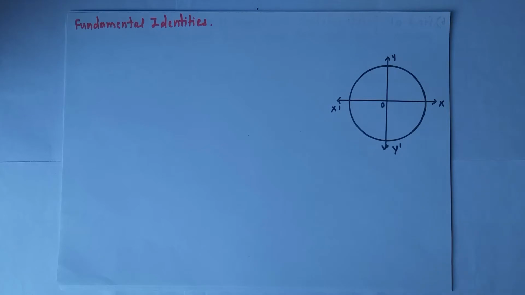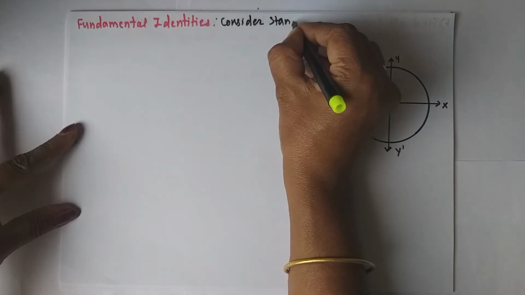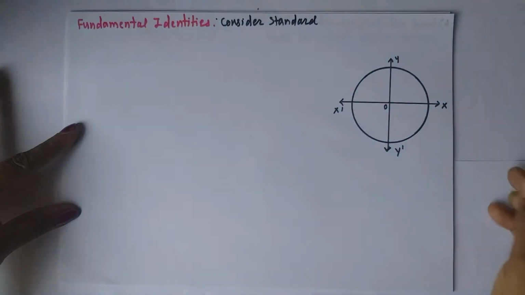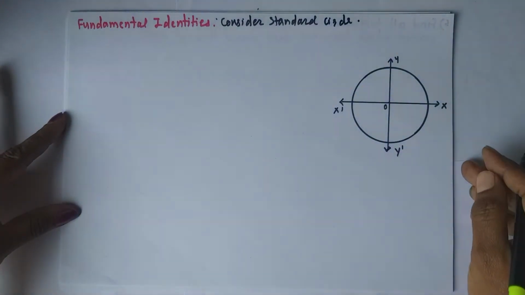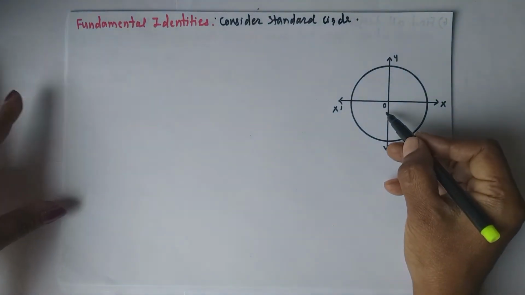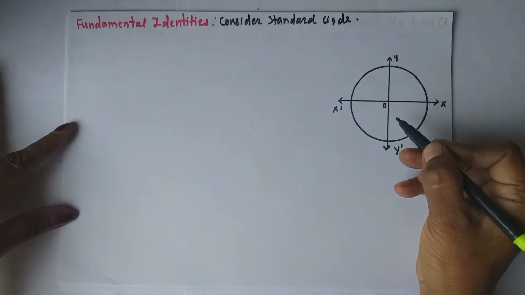That is sin square theta plus cos square theta is equal to 1, 1 plus tan square theta is equal to sec square theta, and 1 plus cot square theta is equal to cosec square theta. We will see in brief how we have got this. For that we will consider a standard circle. What is meant by a standard circle? If the center of a circle is at the origin, then it is called a standard circle.